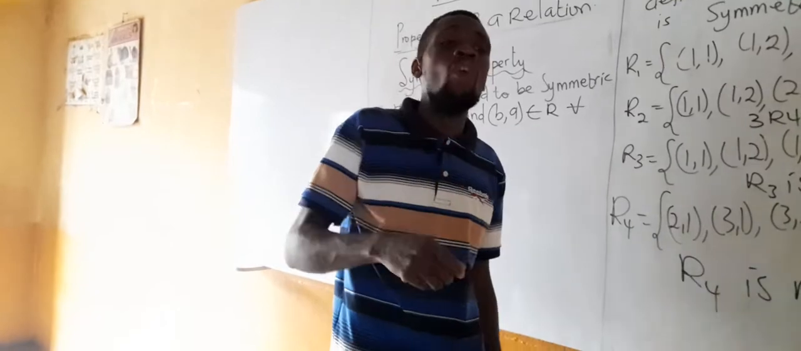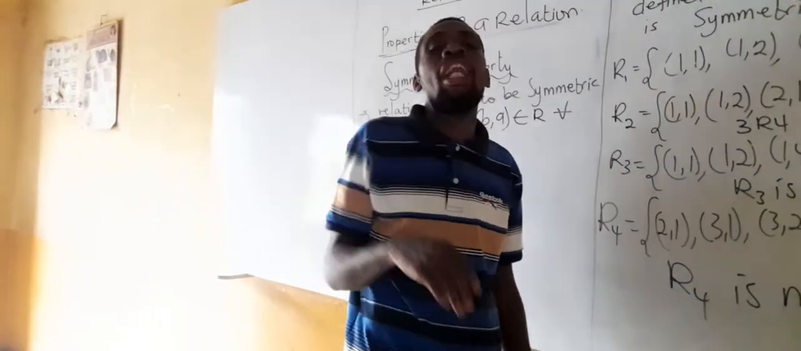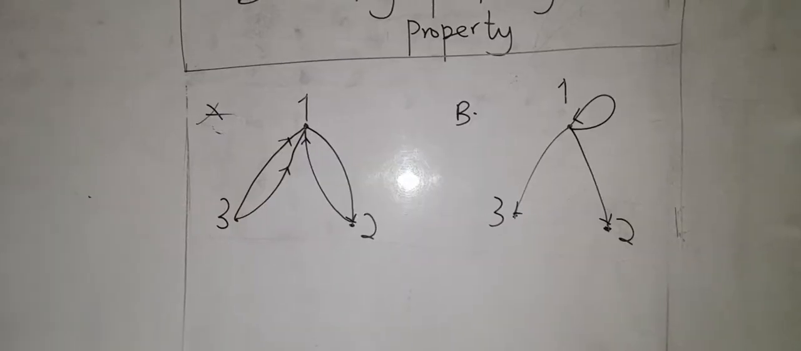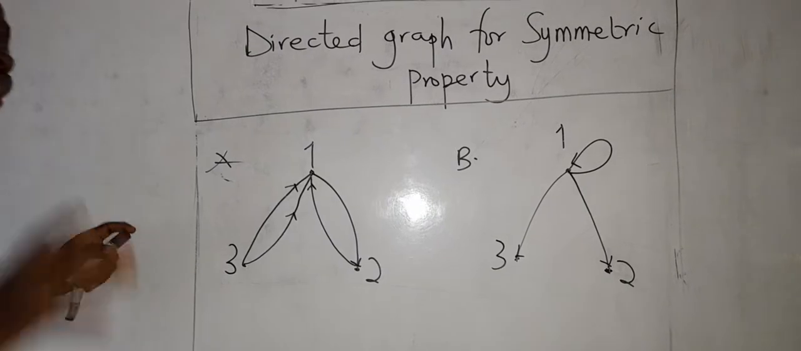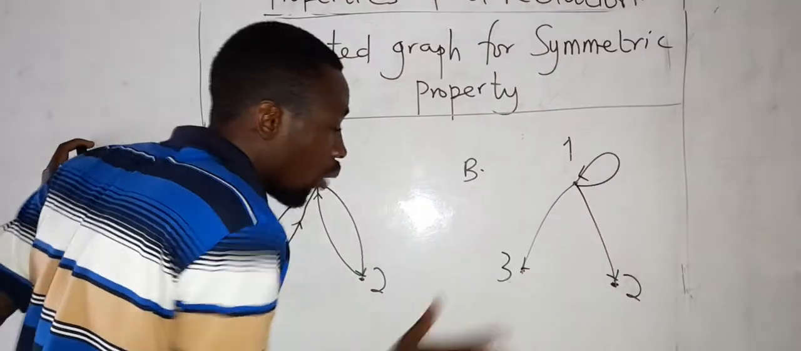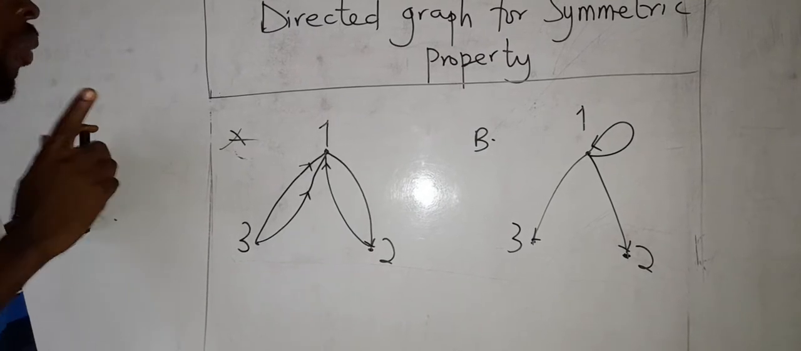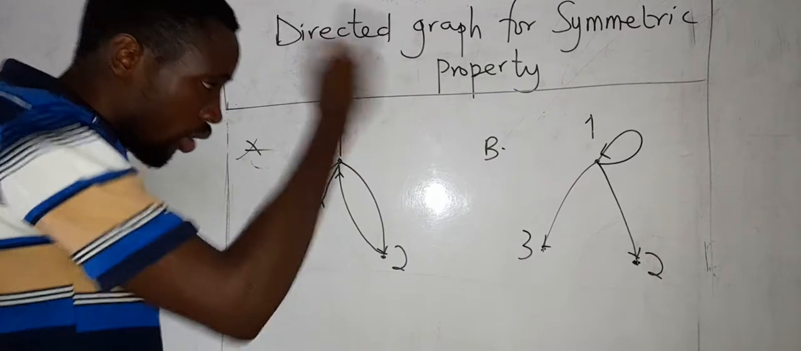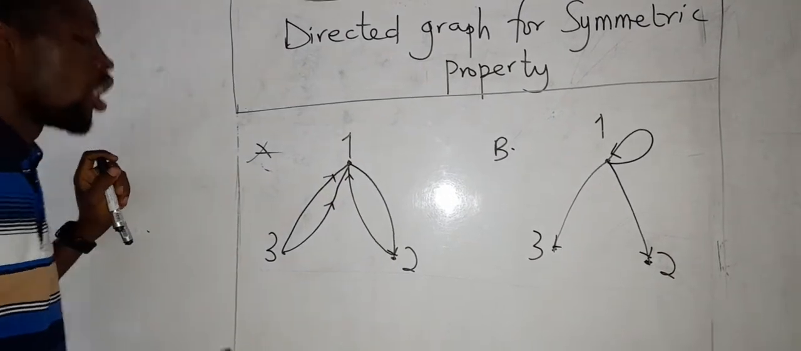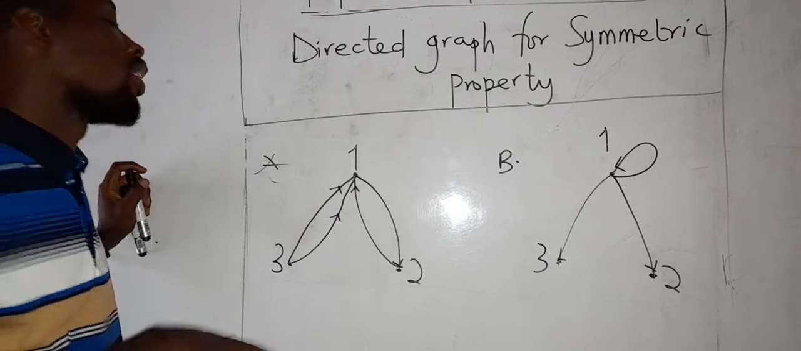The next thing is that we'll look at how the directed graph for the symmetric property looks. So come with me. Let's look at the directed graph for the symmetric property. We have two graphs on the board. Let's see which one has the symmetric property and which one does not. Remember, for the symmetric property, when one relates to two, the opposite must happen.